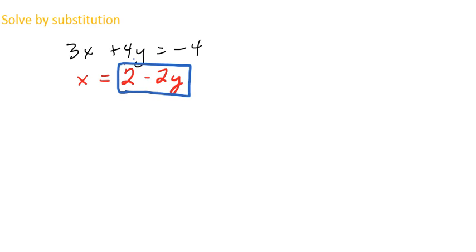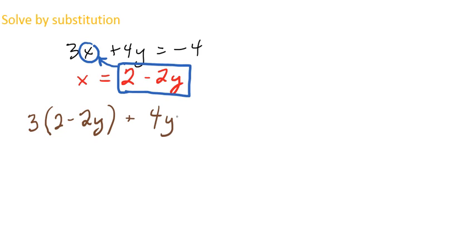So where's x in this first equation? Right here. So everybody watching, this is super important. That expression goes into the other equation in for x, because x equals 2 minus 2y. So I'm going to rewrite x in the first equation as 2 minus 2y. And it's going to look like this: 3 times 2 minus 2y. Instead of x, I'm going to show what x equals here. And I'm going to come up with one equation.